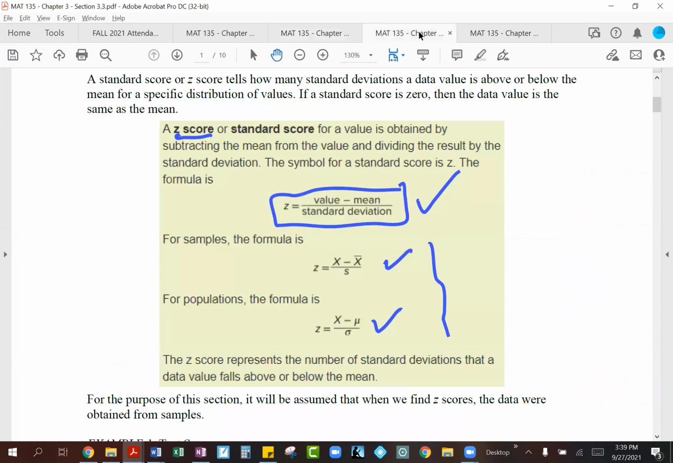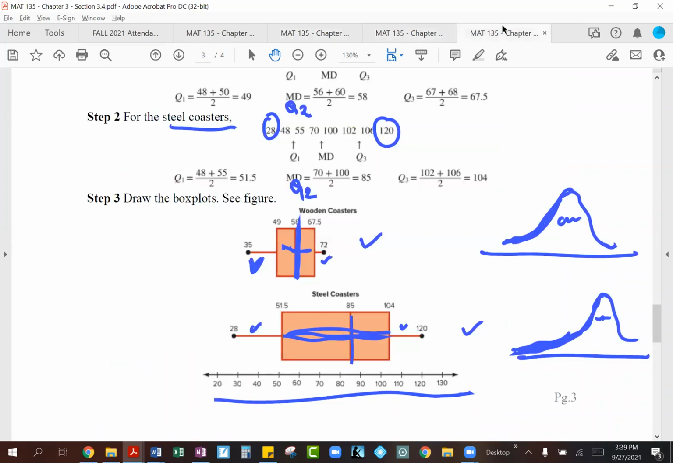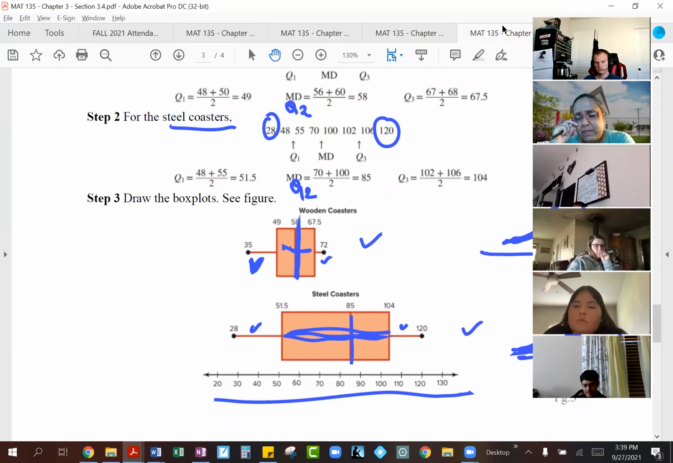Let's see. Any questions about what we just talked about? Measures of position and the 2 distributions. Nothing coming to mind? Okay.